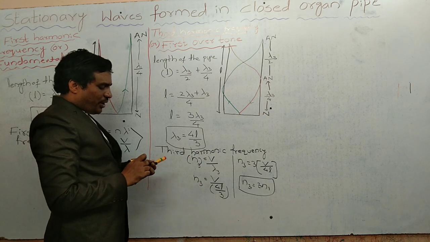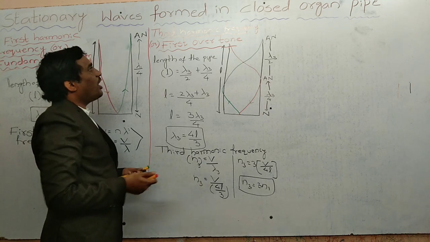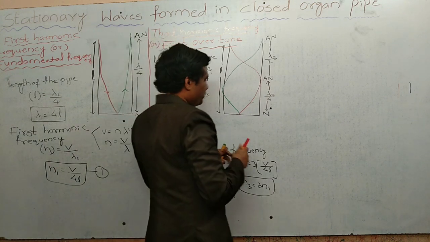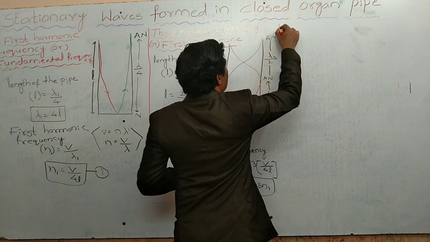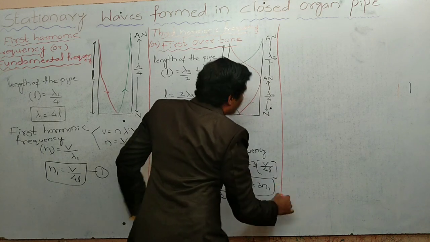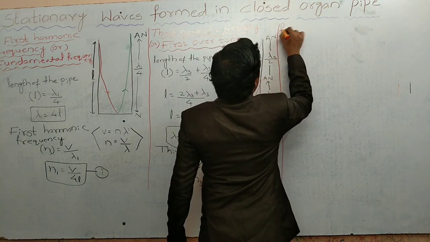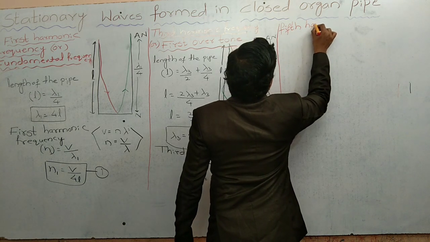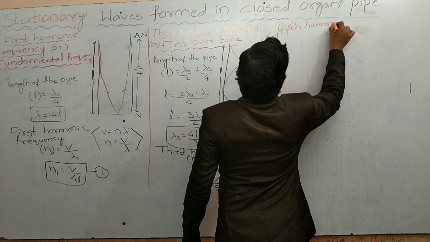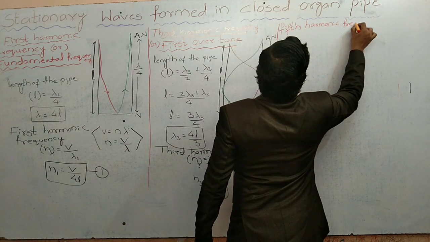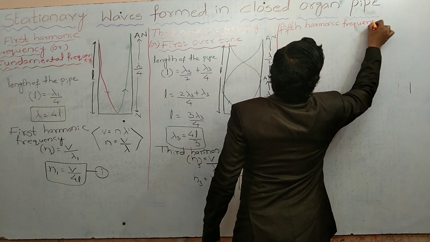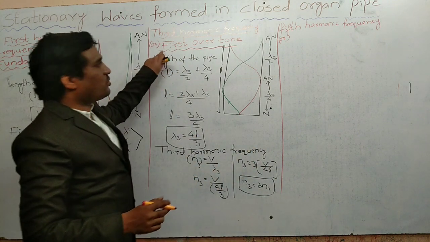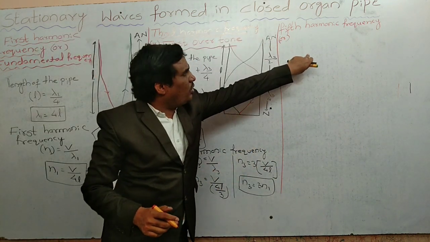The next mode of vibration is the fifth harmonic frequency. We don't have any even numbers. So it is the fifth harmonic frequency, or in the overtone, it is the second overtone.